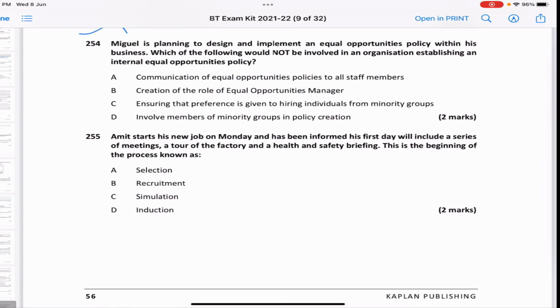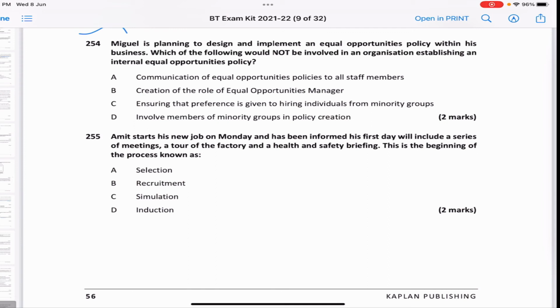Miguel is planning to implement an equal opportunities policy within his business. Which of the following would not be involved in an organization establishing an internal equal opportunities policy? Communication of equal opportunity, creation of the role of equal opportunities manager, ensuring that preference is given to minority members, involving members of the minority groups in the policy creation.